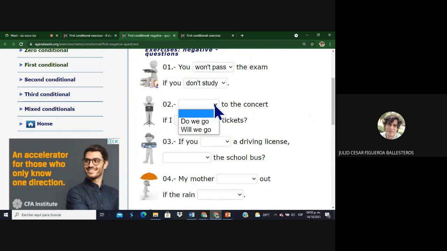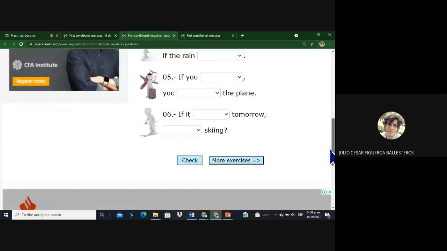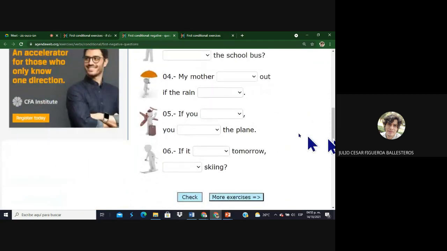Will we go to the concert if we buy the tickets? Yes. Just remember in here, Jesus, it's yes, if I. Okay. Nice. Okay. Yes, another. So that Diego finishes with 4, 5, and 6.